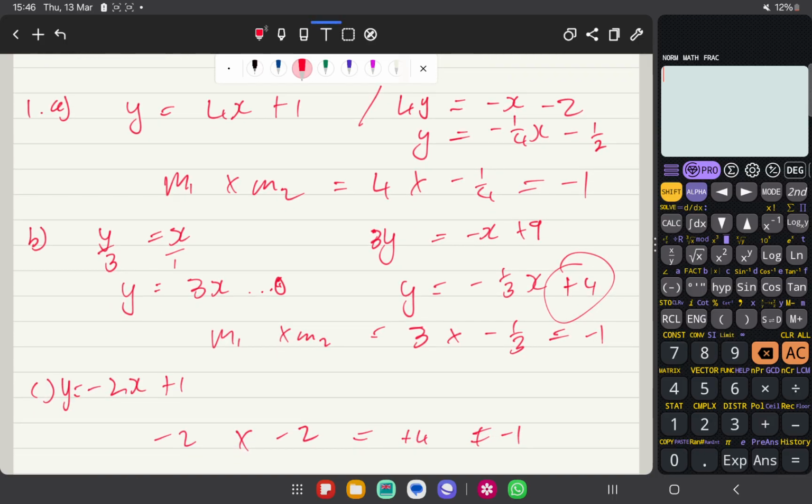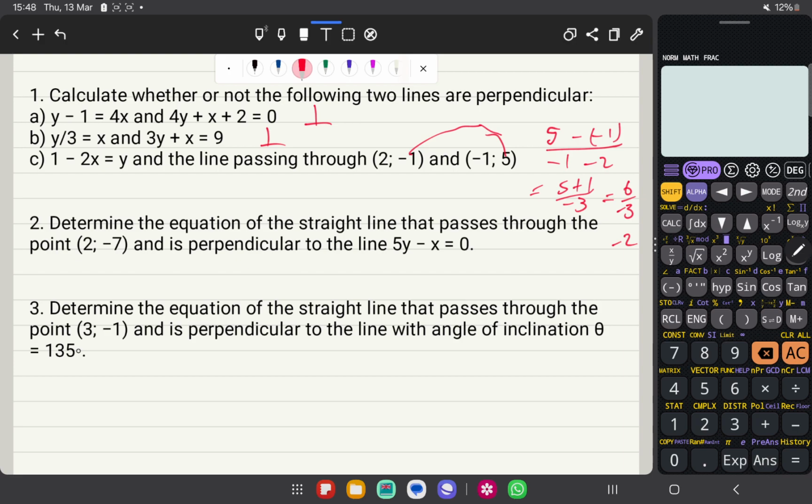So if we do number 2, I'm going to erase this part and then get started. My neighbors are still making noise. Sorry for that. Hopefully it doesn't affect the video.